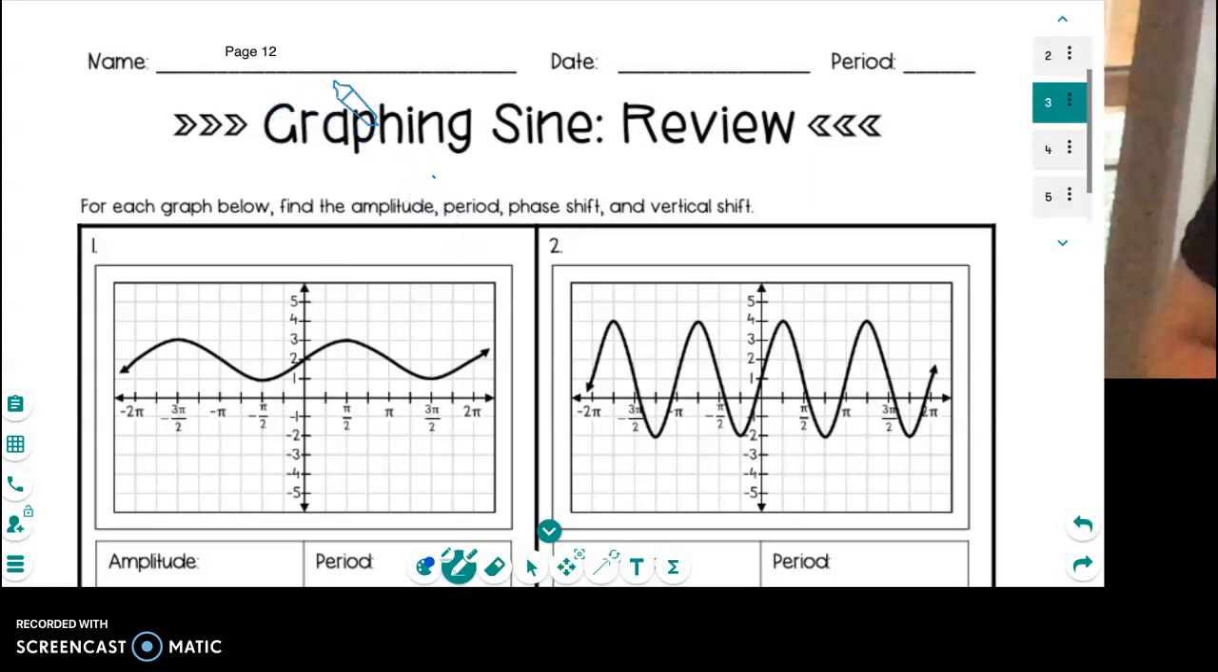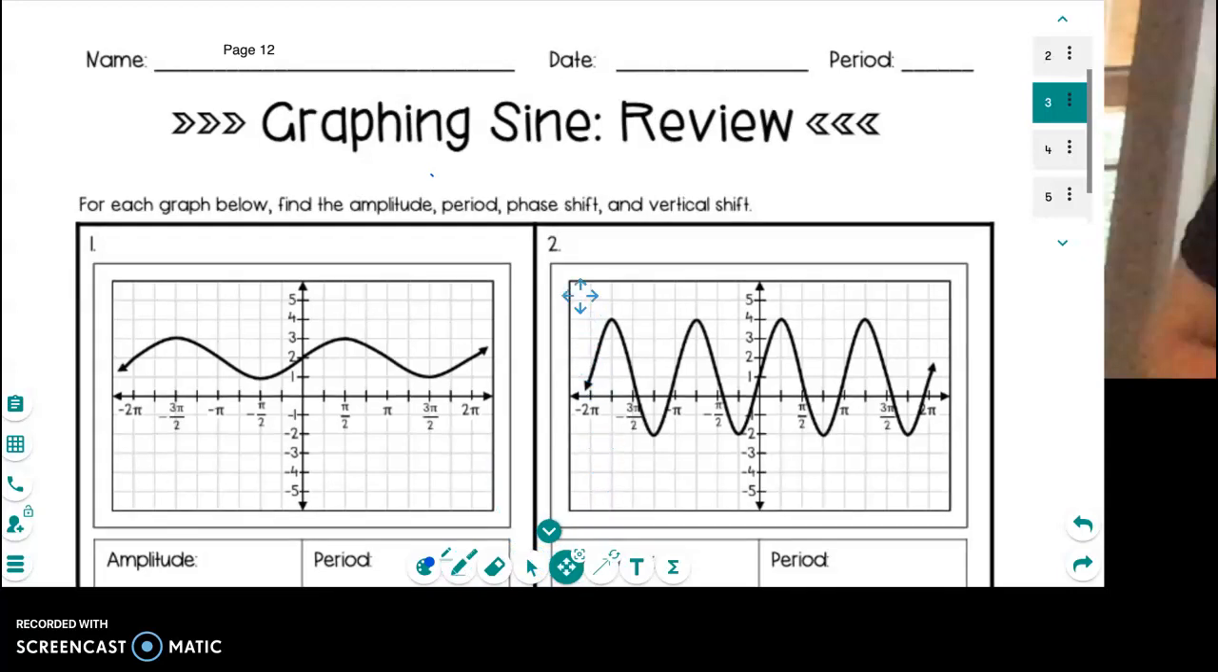So you may have started on this on Friday, pages 12 and 13. But this is what you need to finish for homework by the start of class tomorrow. And we're going to do the two hardest problems together, number 4 and number 7. It says here for each graph below, find the amplitude, period, phase shift, and vertical shift.